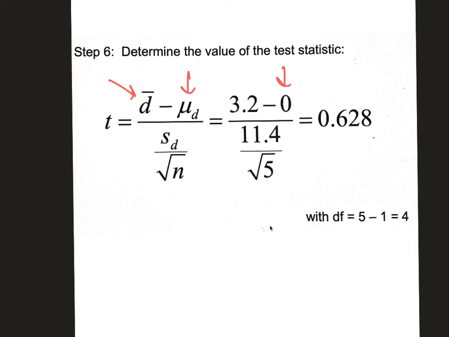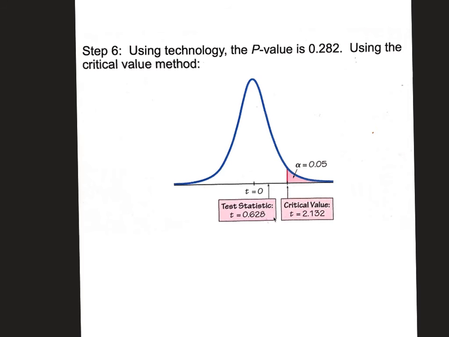So really, I got to find the pooled d. I got to find the standard deviation of the differences and the square root of how many pairs I used, and I got that number. I got 0.628. So I'm going to compare that with the critical value and see if it falls in the region or not. And here it is. The critical value was 2.132. The test stat we just calculated was 0.628, so it does not fall in the region right there.